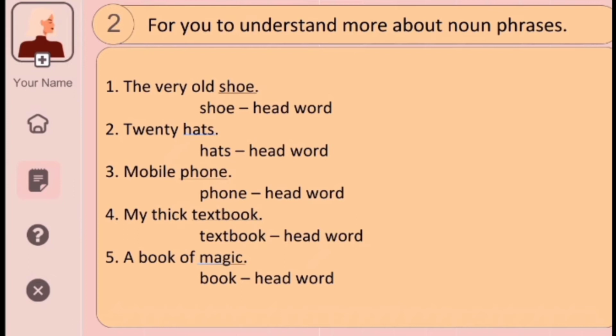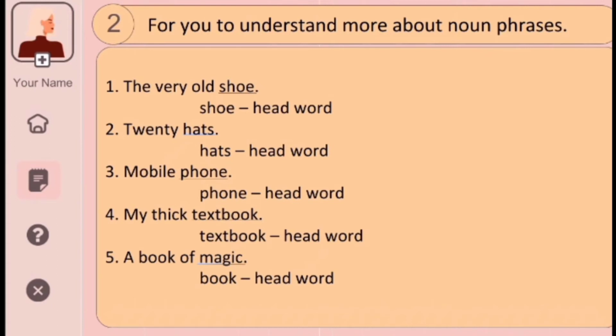So what type of shoe? Well, a very old shoe. So shoe is the head of the phrase and shoe is a noun. Just a side note here, very is not directly pointing to the shoe but rather to old, which is pointing to shoe. So it's still part of the whole noun phrase. Next, number 2 is 20 hats. 20 is telling us how many hats there are. So they are grammatically related and hats is a noun.